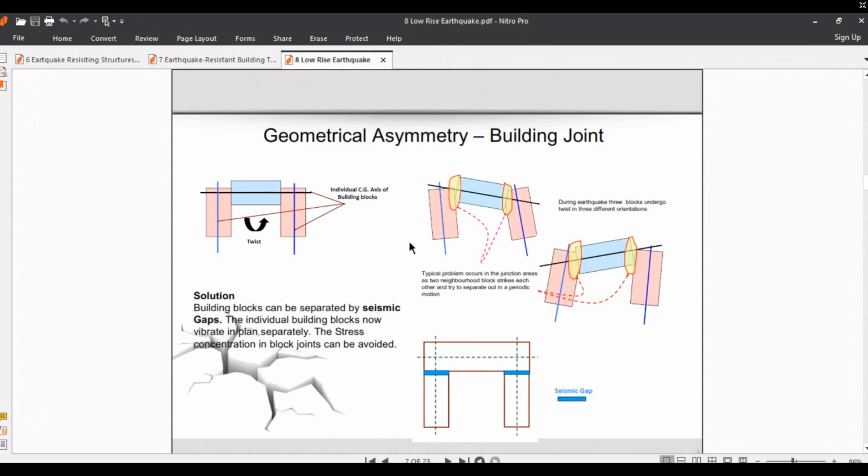And you can see the block joints as a seismic gap. The stress concentration in the block joint can be avoided, and building blocks can be separated by seismic gaps.